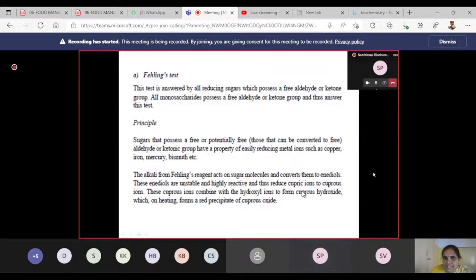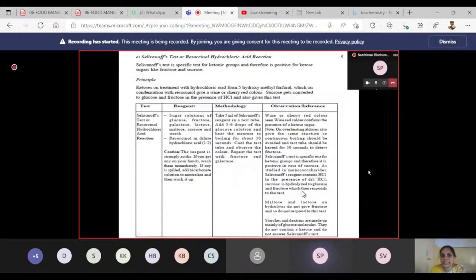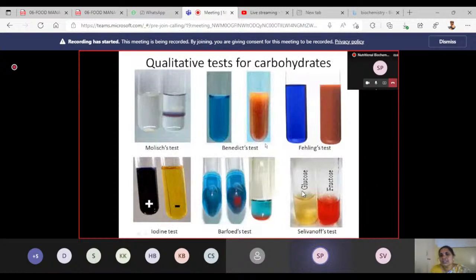In case of Fehling's test, you will take the sugar solution and add Fehling's reagent to it. Two reagents, Fehling A and Fehling B: 2 ml of Fehling A, 2 ml of Fehling B, and you will add the carbohydrate solution to it and boil it. After boiling, if you get a brown color precipitate like this, both will give you brown color precipitate.